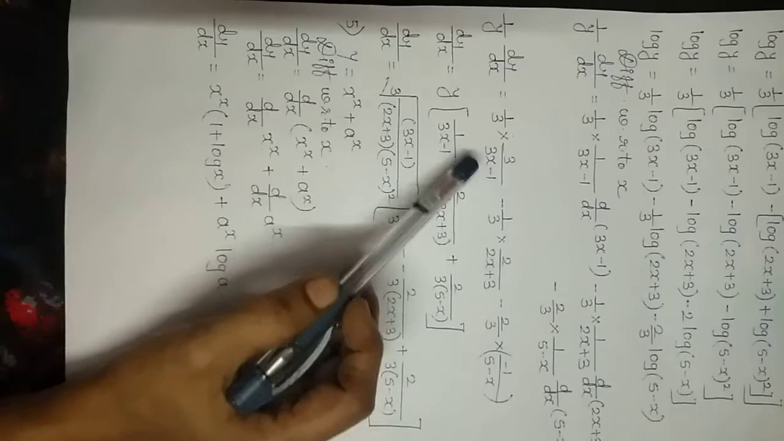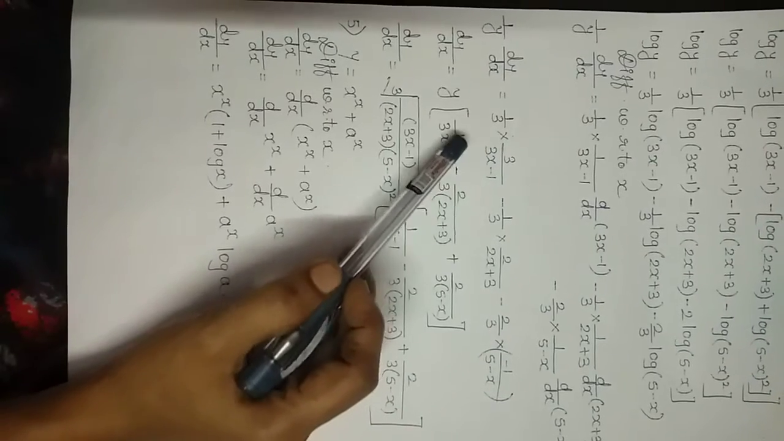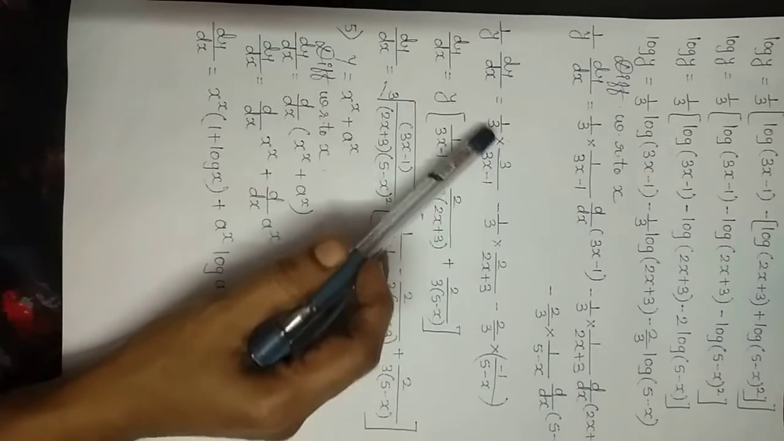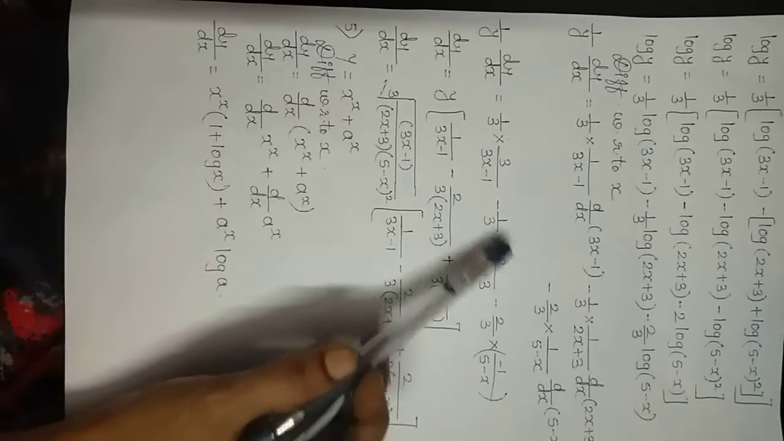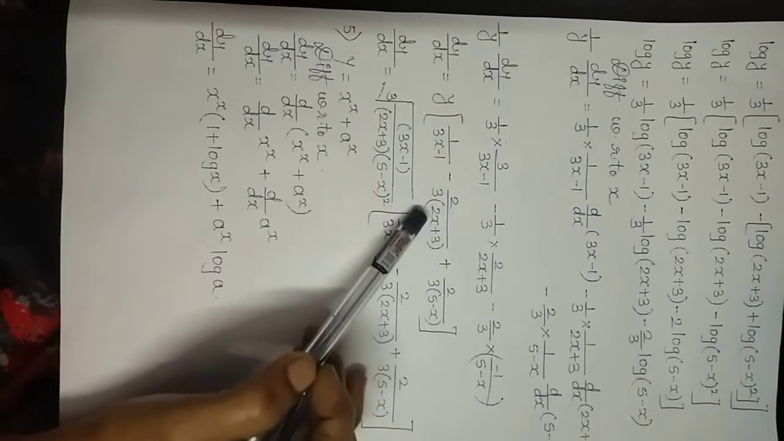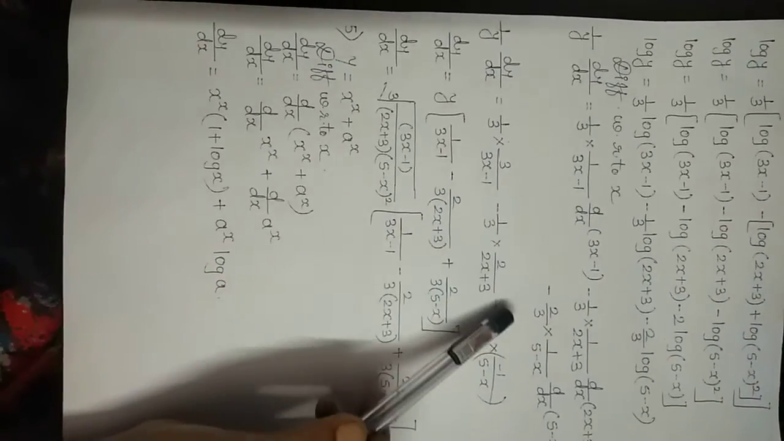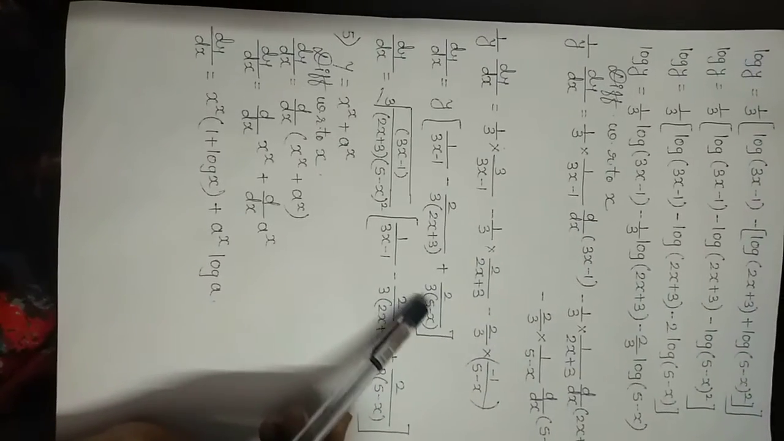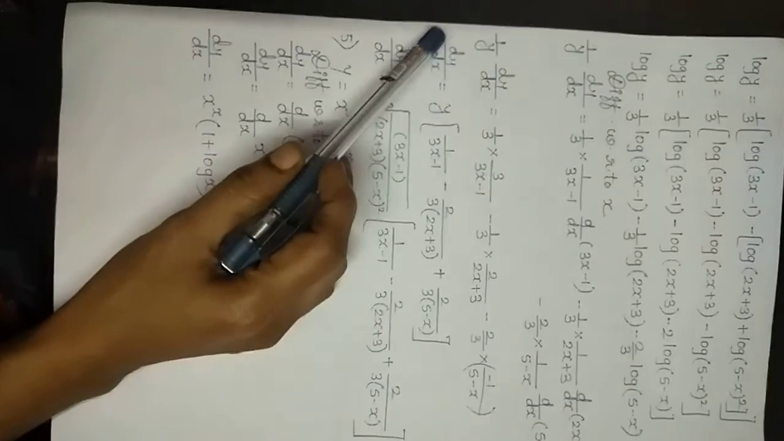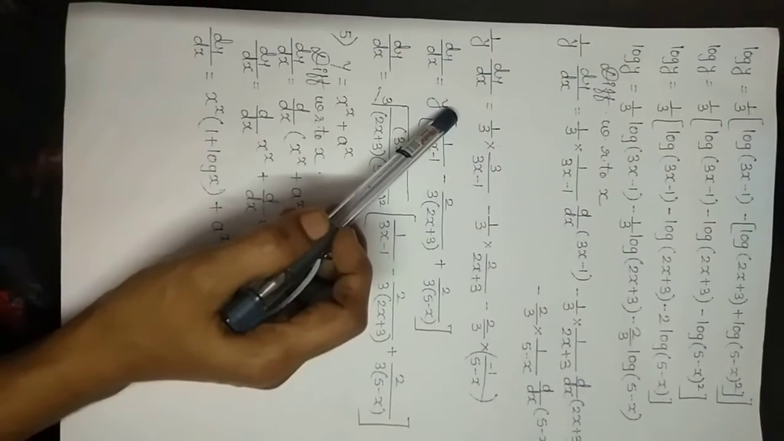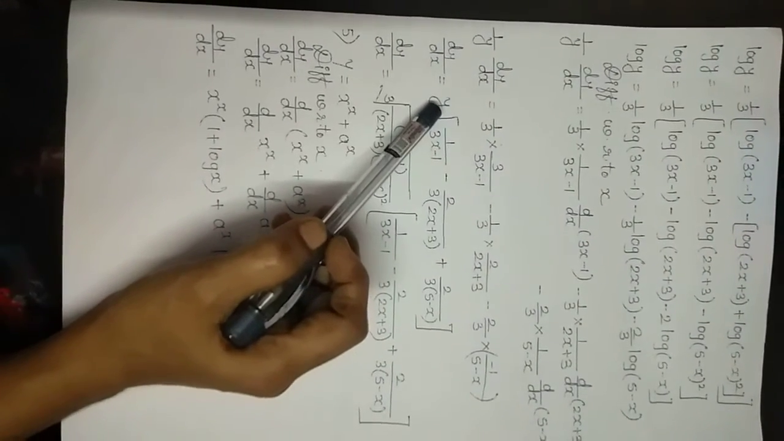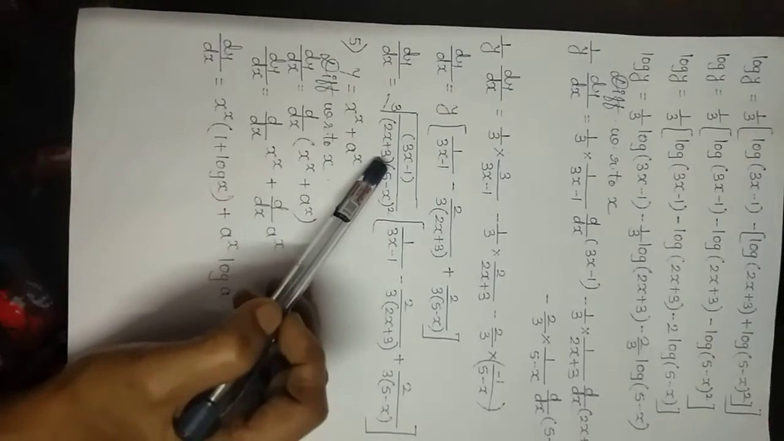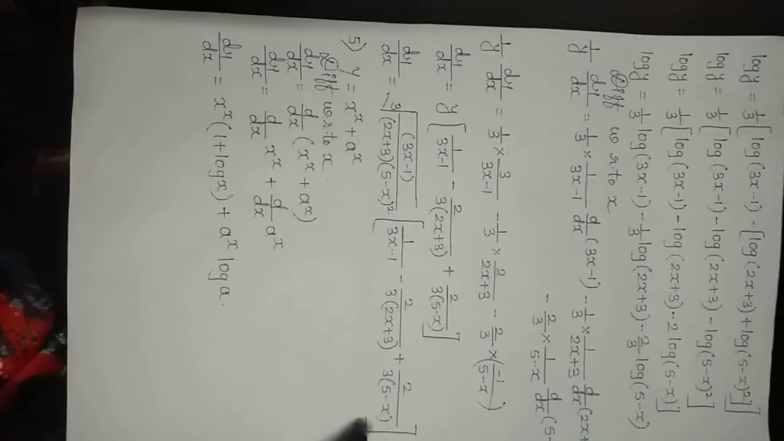And after simplification we will get 1 upon (3x minus 1) because this 3 gets cancelled. This will be 2 upon 3 into (2x plus 3), and this minus minus will become plus 2 upon 3 into (5 minus x). Shifting this y to the right hand side and resubstituting the original value of y here, this will be the derivative for the given function.